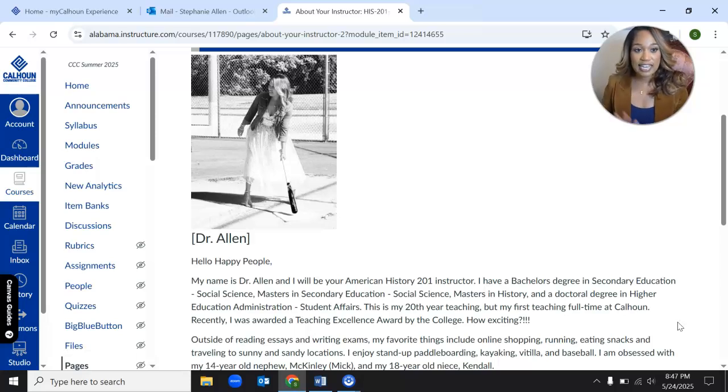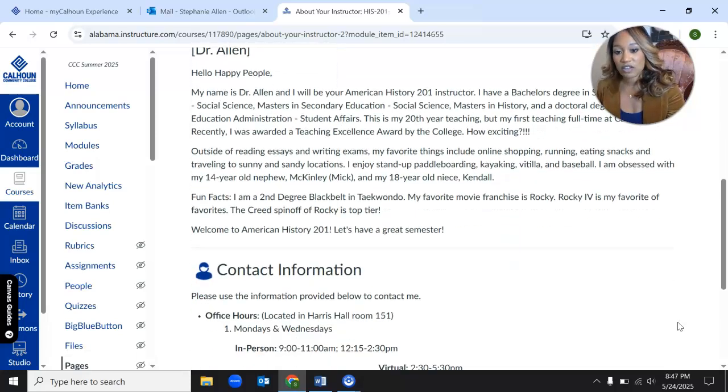I only recently came to Calhoun full time, and prior to that, I was at Alabama A&M University for almost 20 years. That is a long time, people, a very long time.